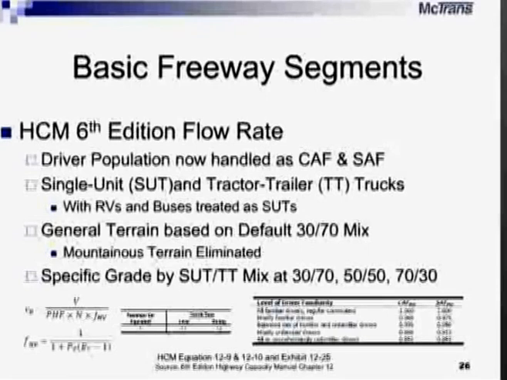On the lower left, you see the new equations for flow rate. Driver population factor is gone. And in the new equation for heavy vehicles, the proportion of heavy recreational vehicles and passenger car equivalent for recreational vehicles is gone. You'll see tables in a moment that give you these passenger car equivalents as a function of the split between single unit and tractor trailer trucks, and also as a function of grade. Mountainous terrain was eliminated. That should have always been included in specific grade anyway.